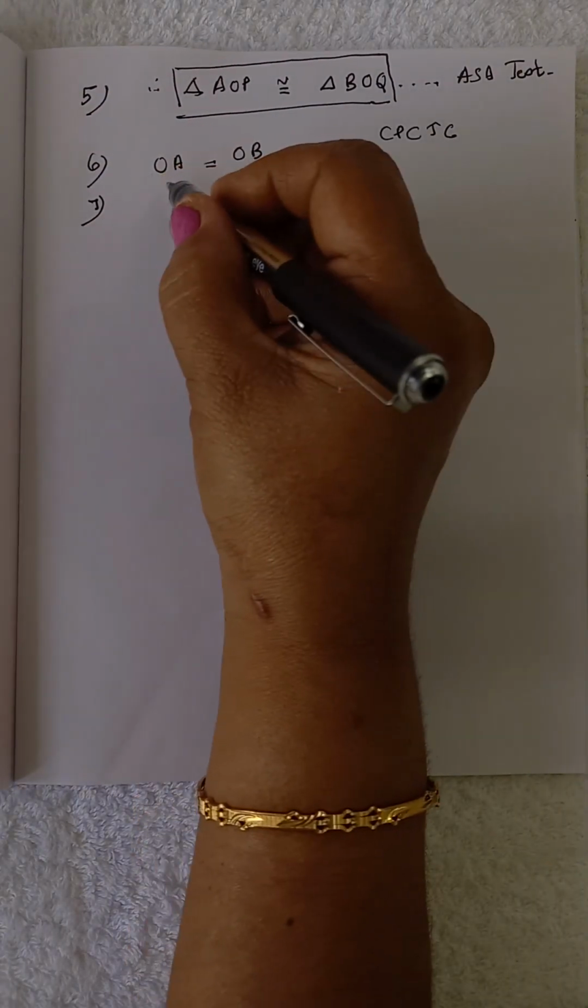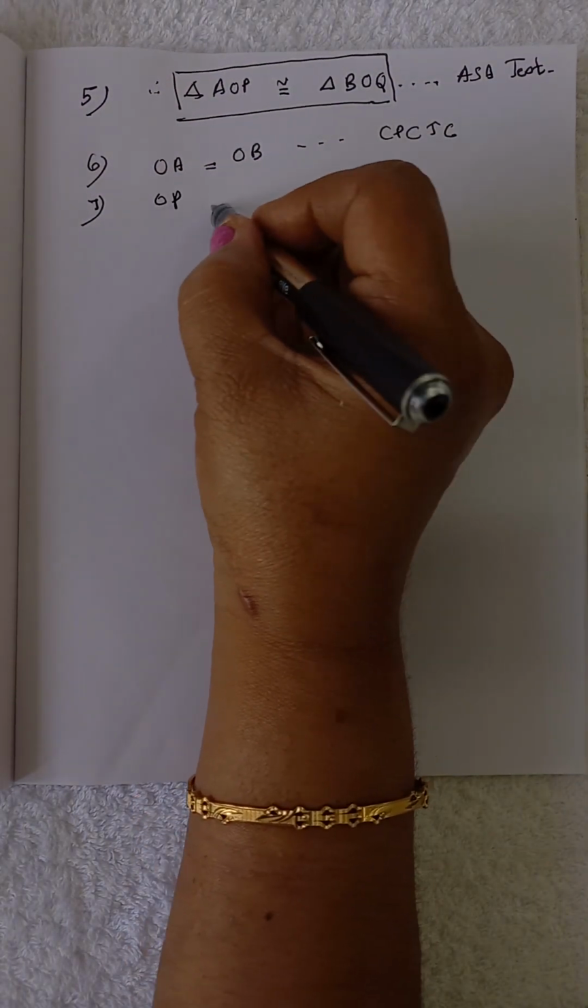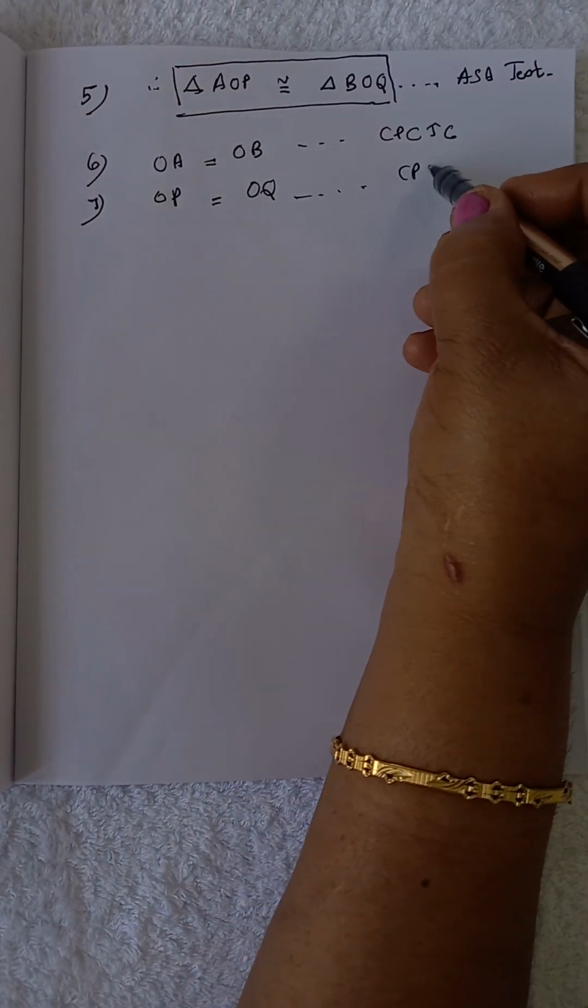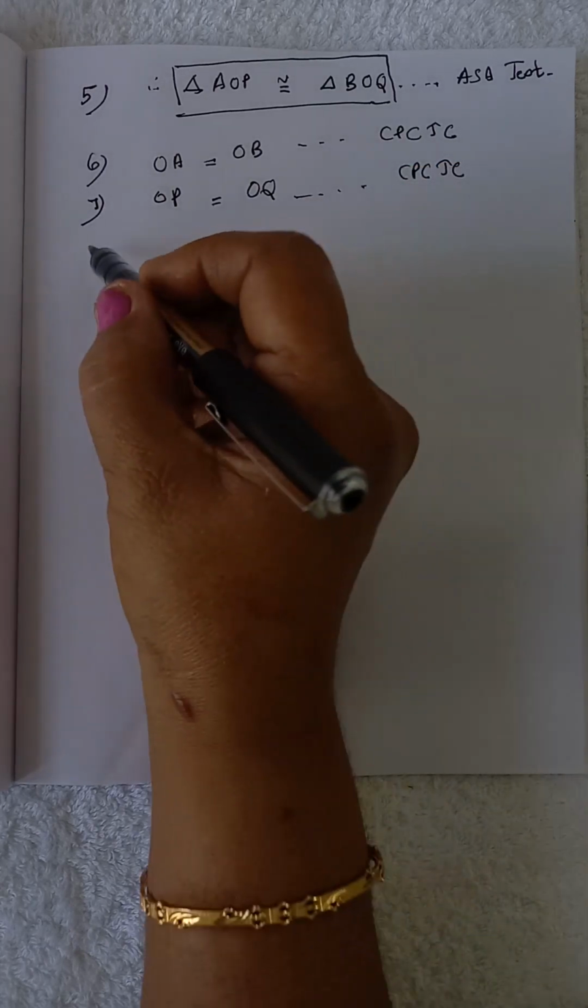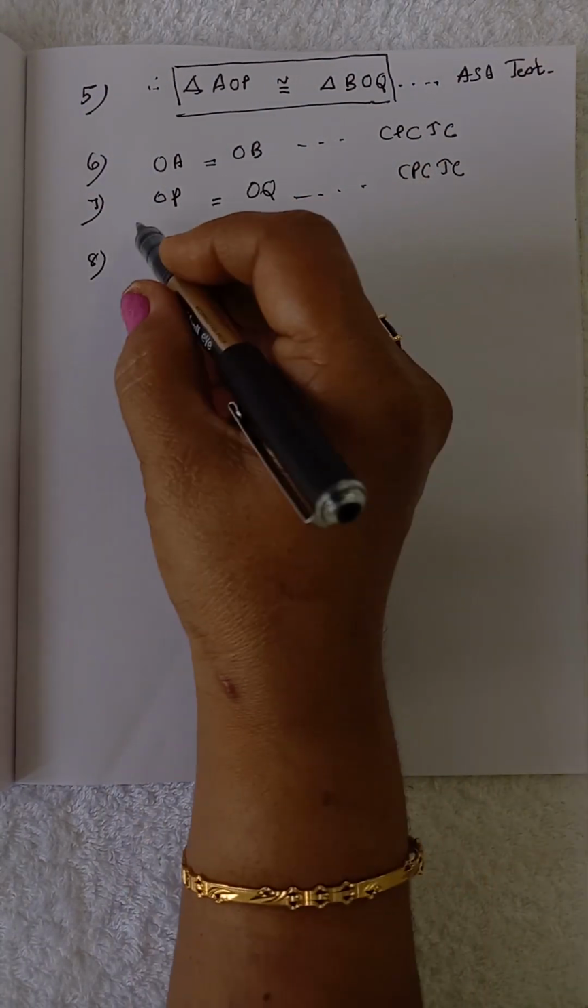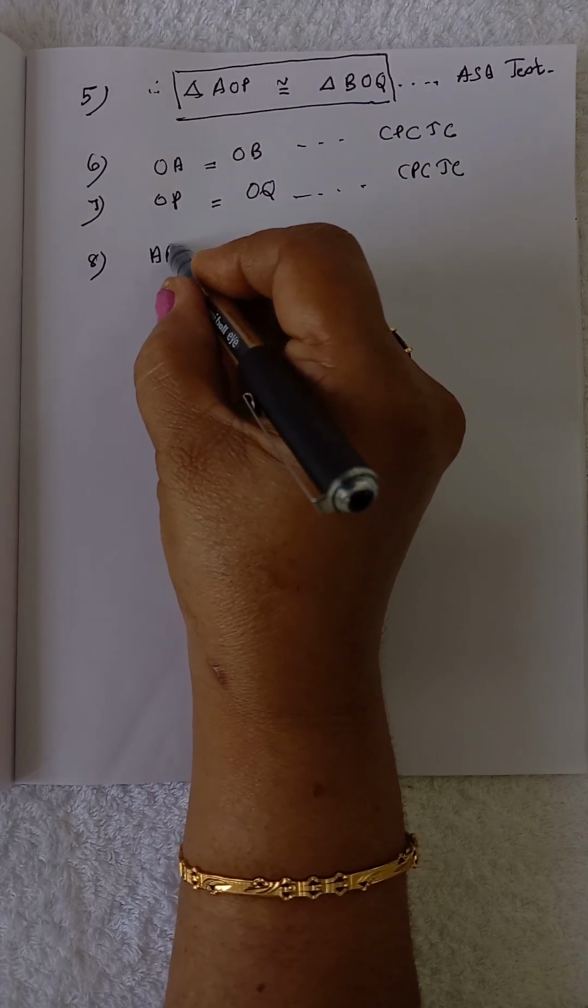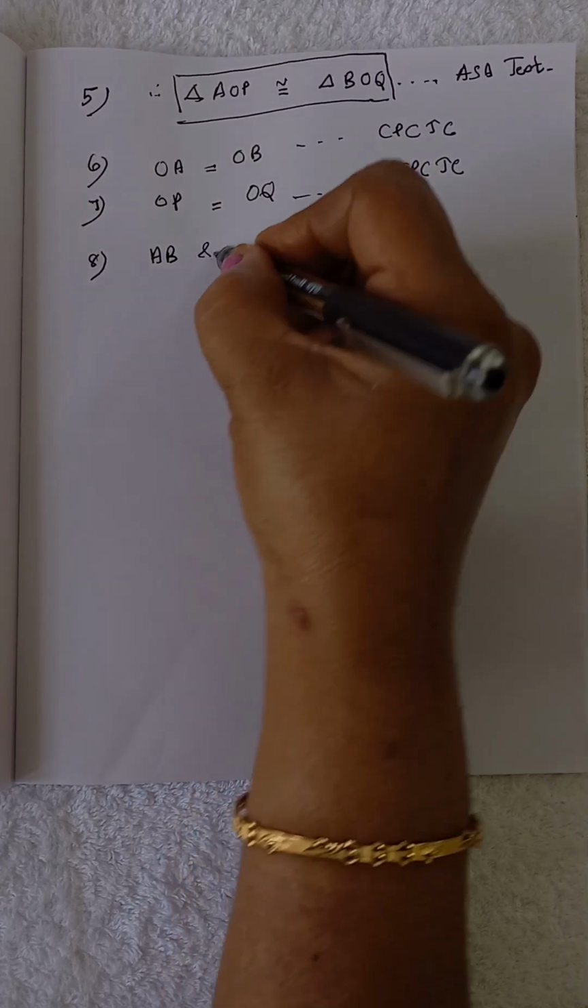Then seventh point is OP is equal to OQ. There also reason is CPCTC. So clearly we can say that this AB and PQ bisect each other. So we can write AB and PQ bisect each other.